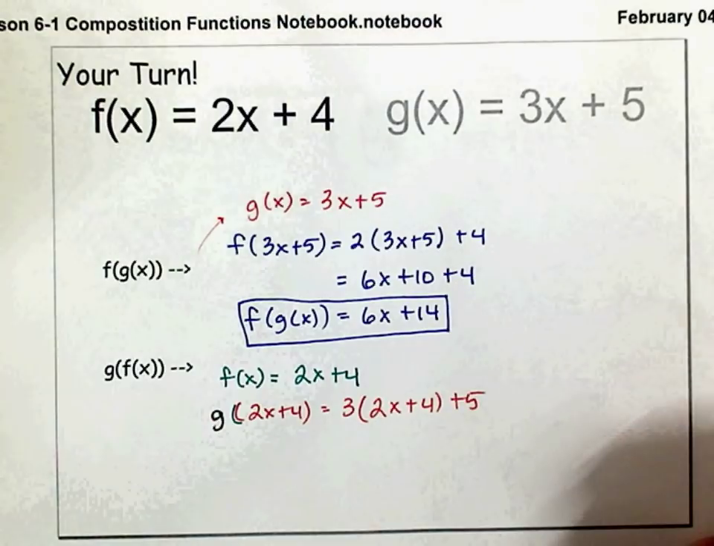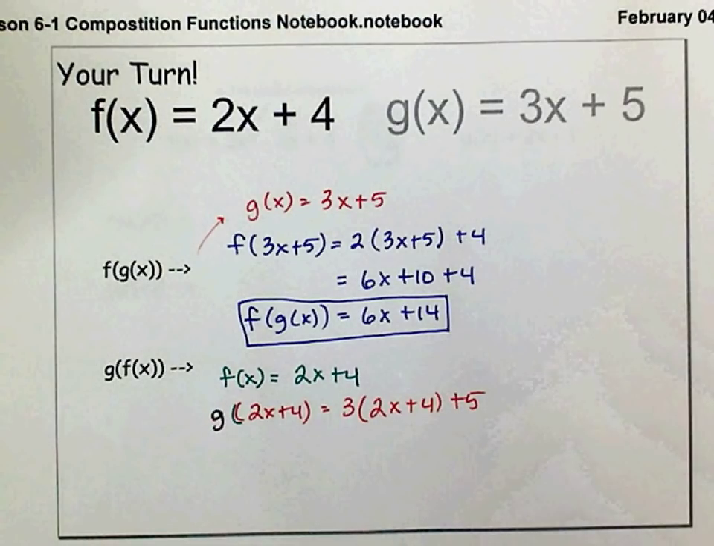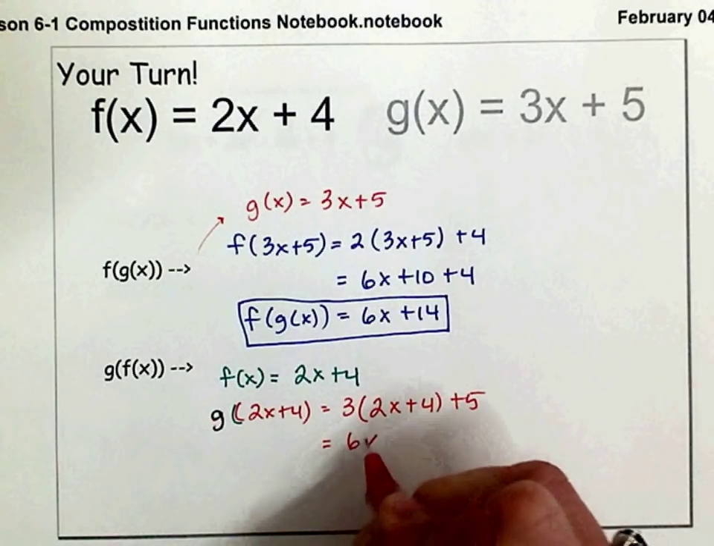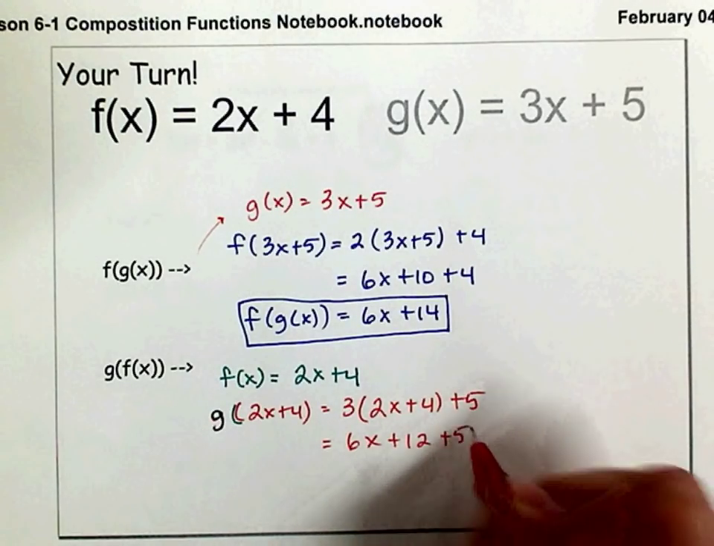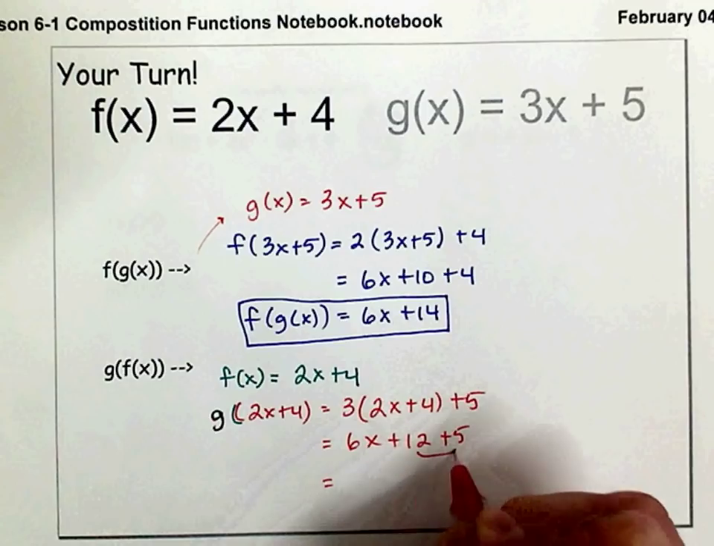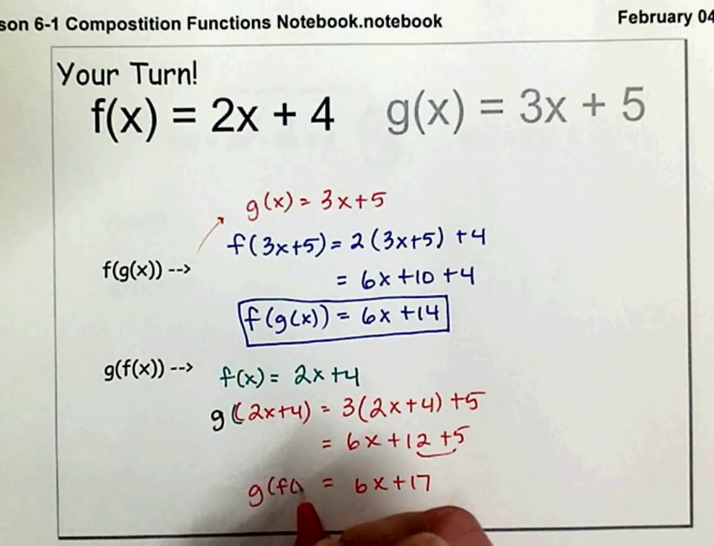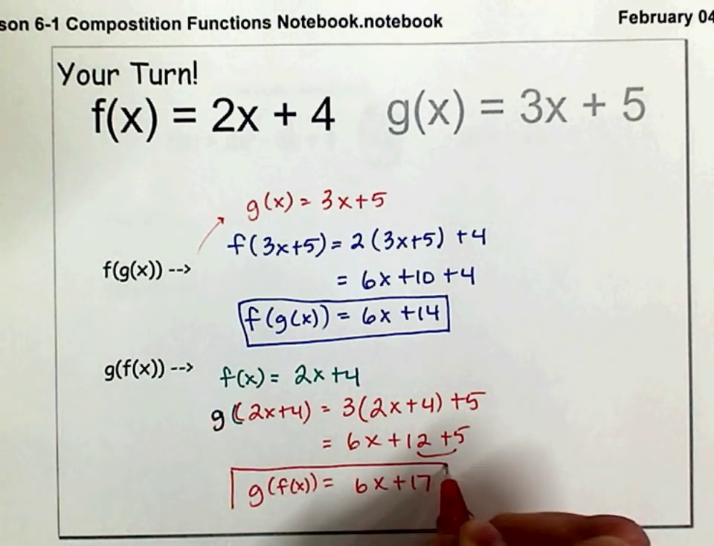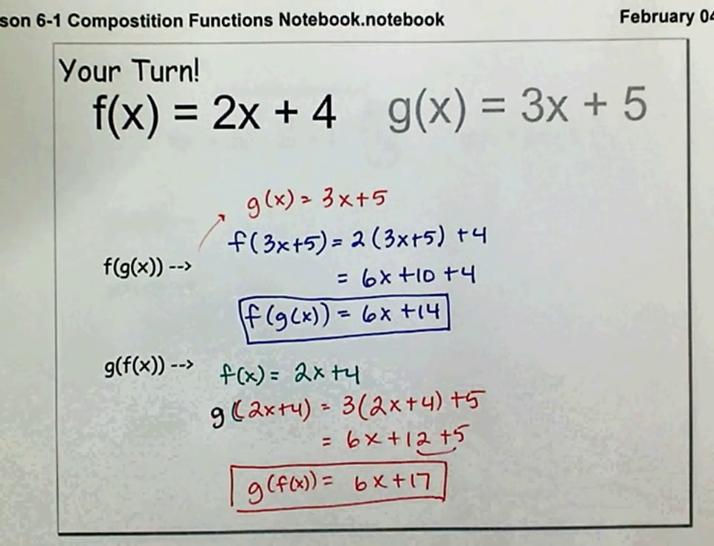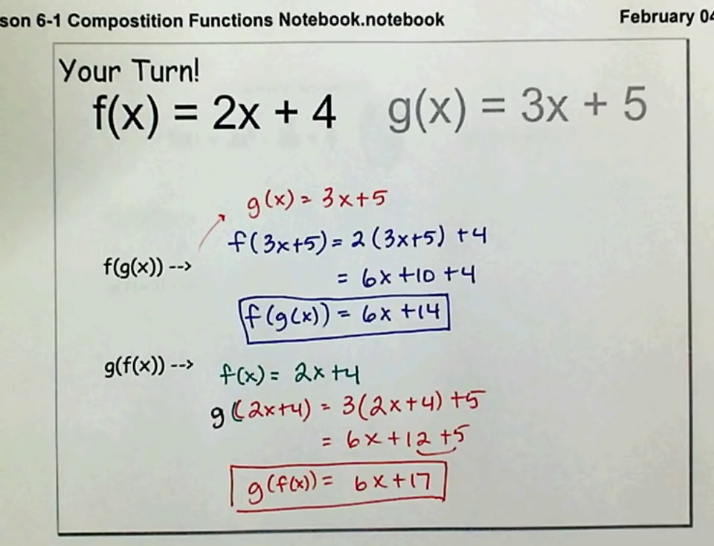And now we're going to simplify. Okay? All right. So you're going to distribute 6x plus 12 plus 5. Combine your like terms, so 6x plus 17. So your g of f of x is equal to 6x plus 17. Not too bad. Make sure you always simplify and plug in correctly. Okay? All right. Let's go to another example.